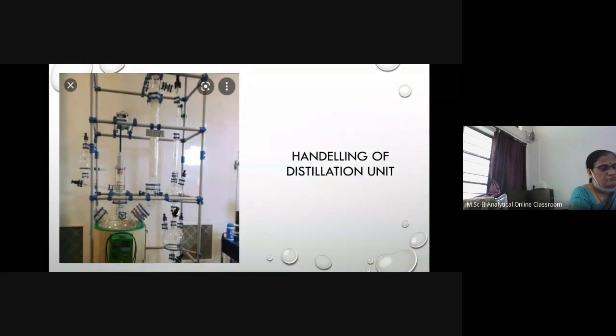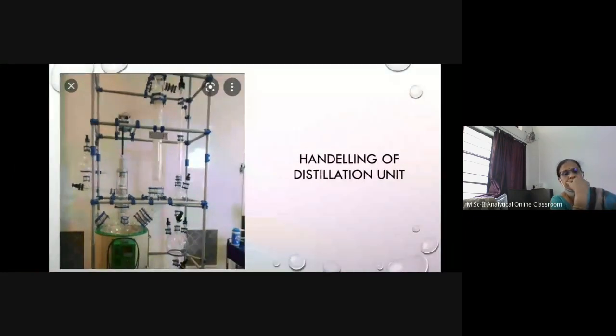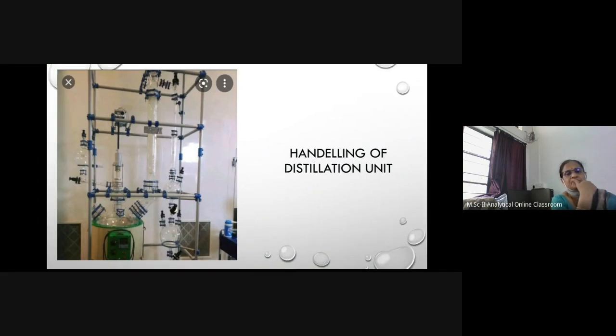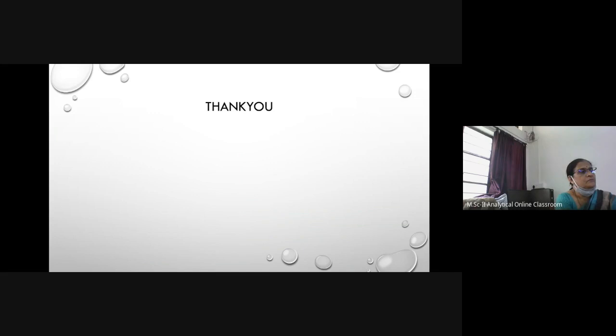After that, I learned the use of the distillation unit. You can see here, this is a 300-liter distillation unit, which I have learned to handle over here. It is quite interesting, and we can distill many chemicals in this in bulk amount and in a short period of time. But we should pay very close attention while the distillation is going on. Thank you. This was all that I learned over here in these 3 months.